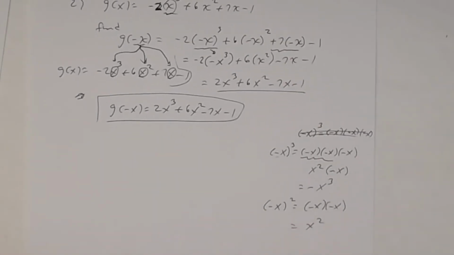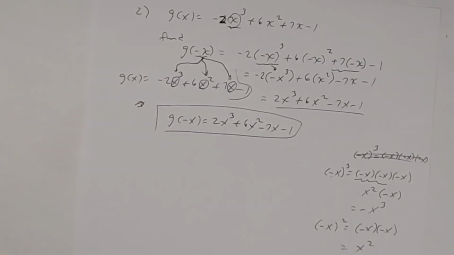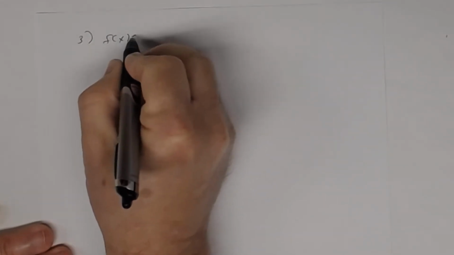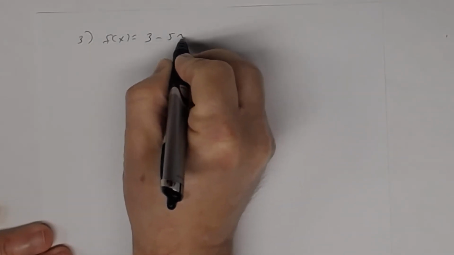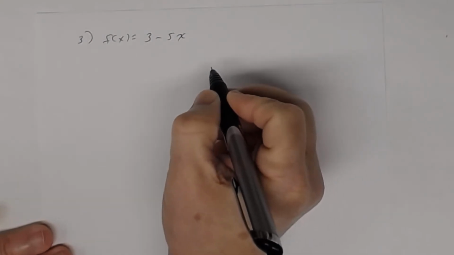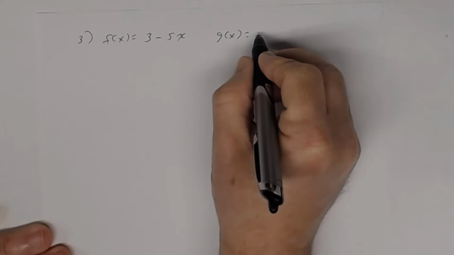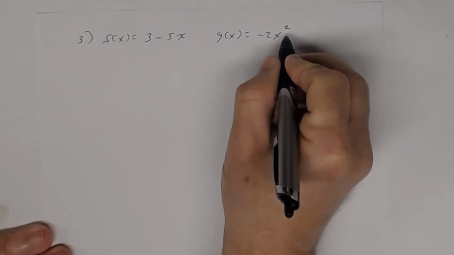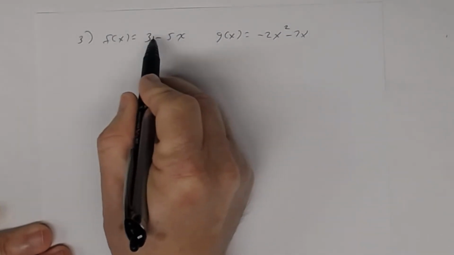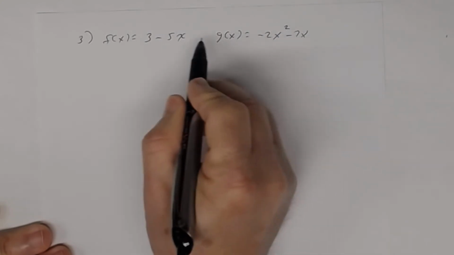All right, let's look at number 3. So number 3, we're going to look at two functions. We have f of x is, let's say, this linear function, 3 minus 5x. And let's say my other function called g of x is this quadratic function. So I have this linear function and I have this quadratic function.